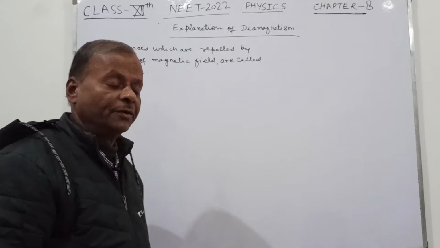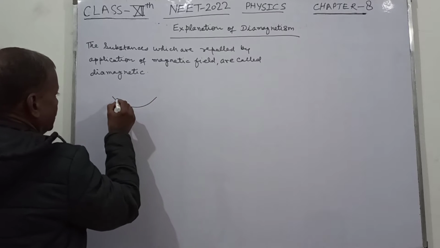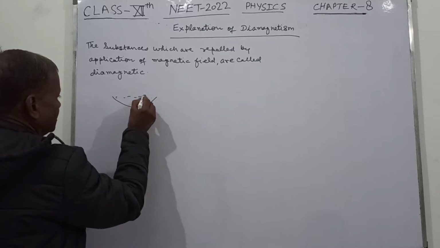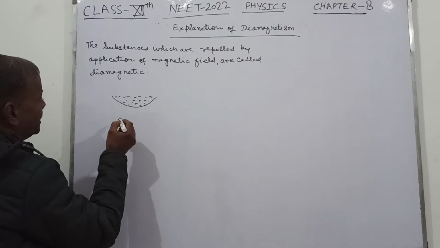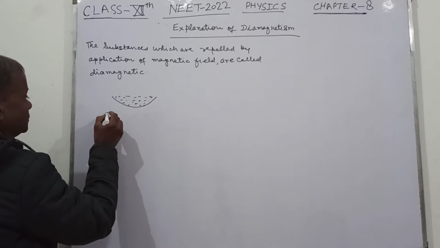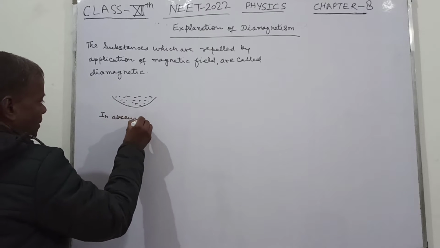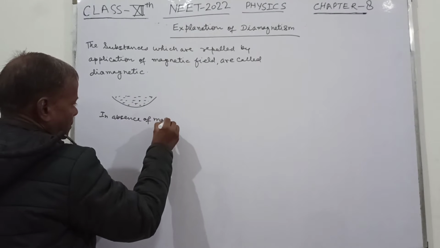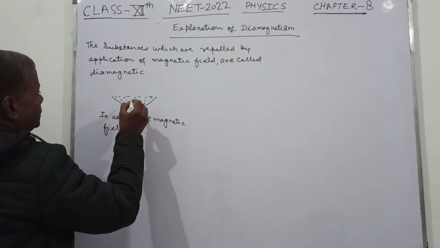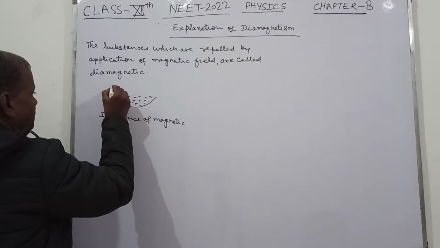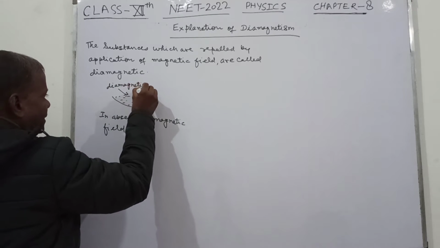Let us take this example. Suppose we are having a bowl in which some diamagnetic material is filled. This is in absence of magnetic field. This is the diamagnetic material.